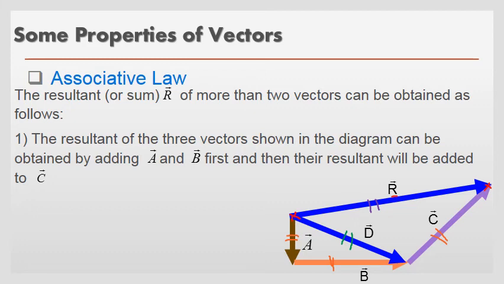What we have done here is we grouped these two vectors A and B and we add them together, and their result is added in a later stage to the vector C, and the result of this addition of vectors is R.